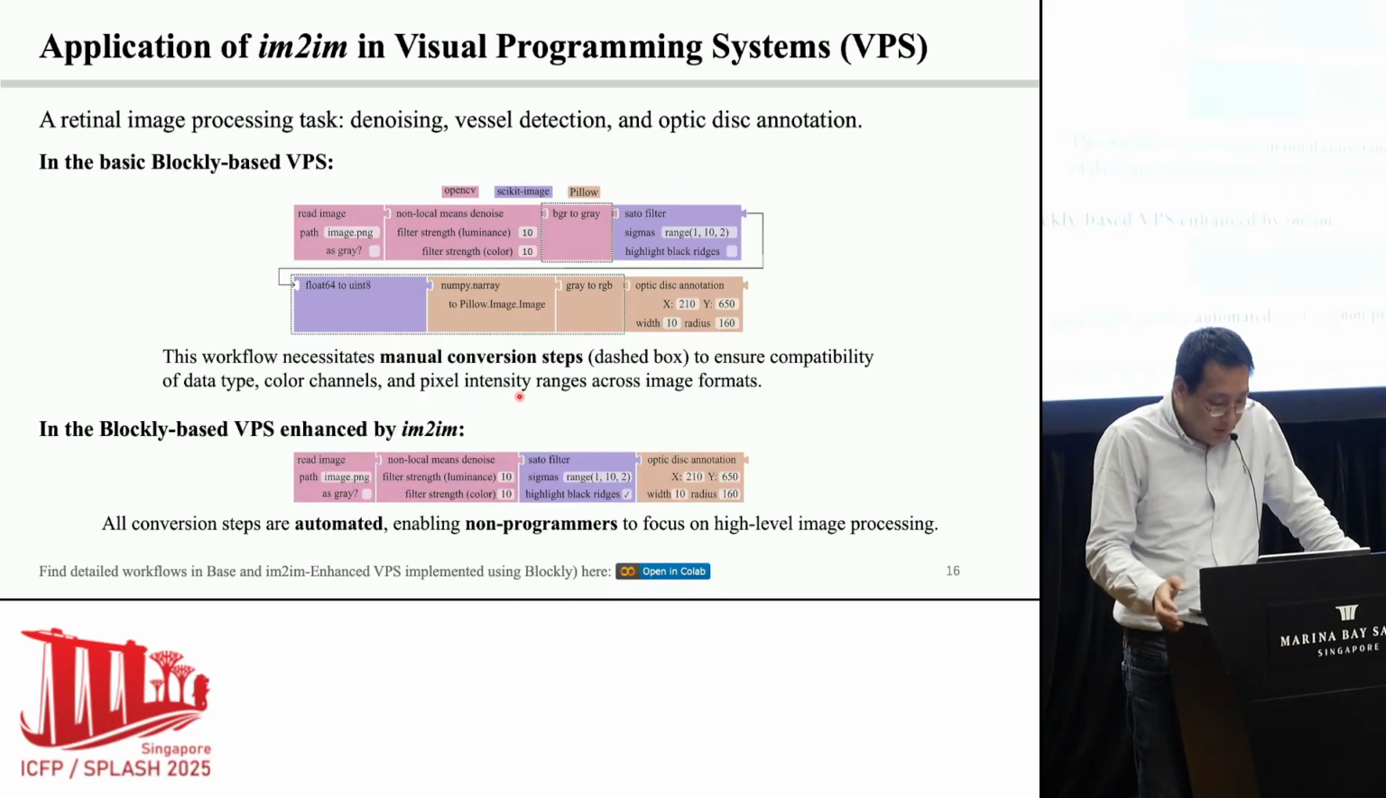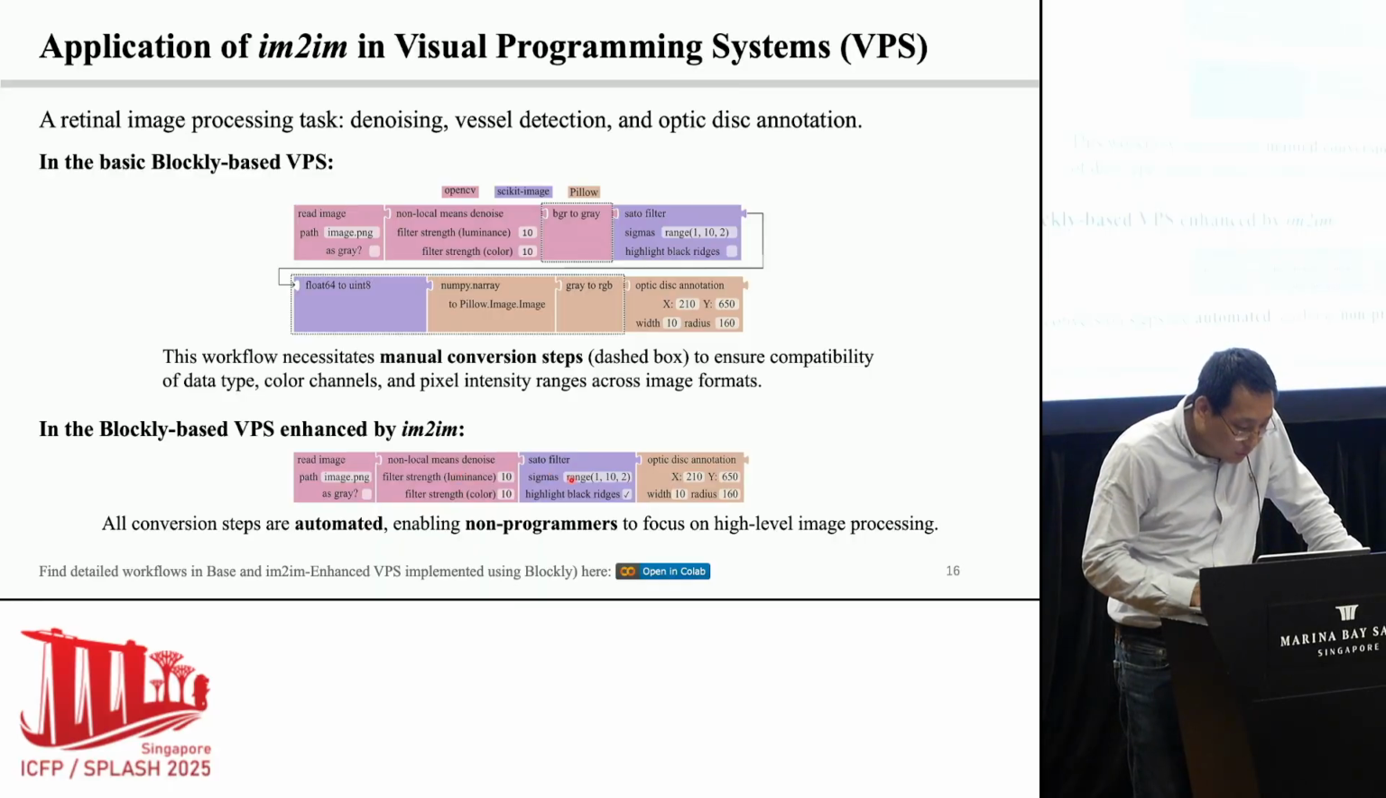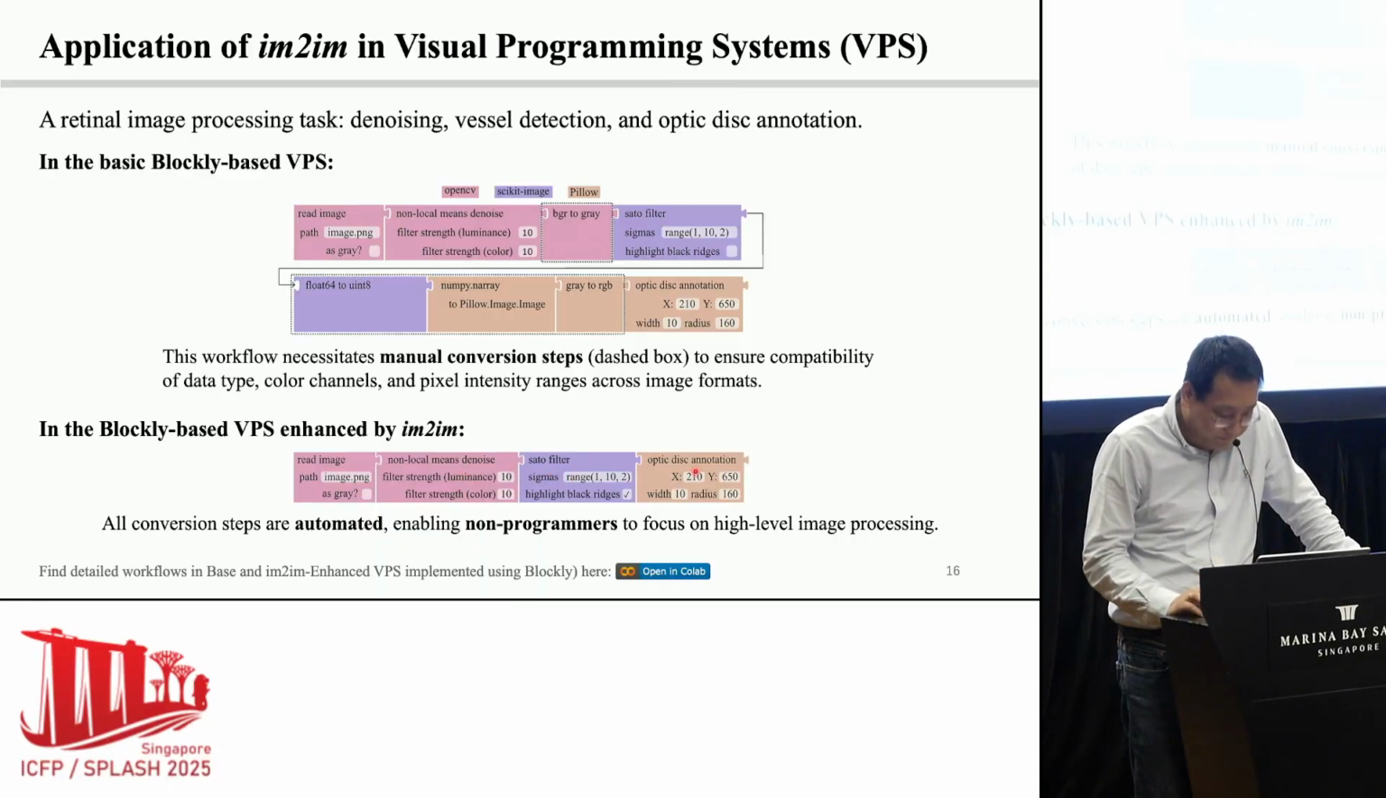In the Blockly-based visual programming system enhanced by im2im, all the conversion steps are automated, enabling non-programmers to focus only on high-level image processing. For example, here, only read image, denoise filter, and annotation.